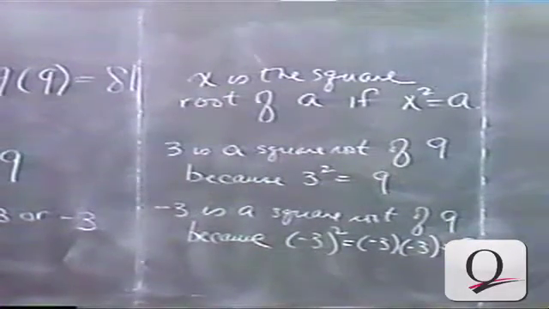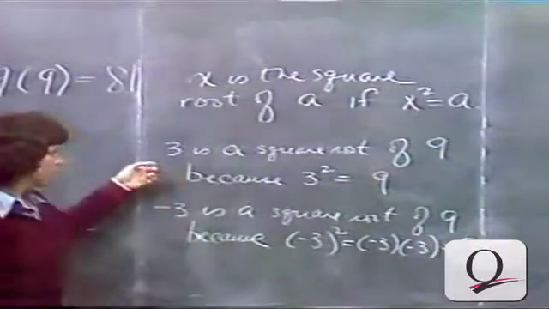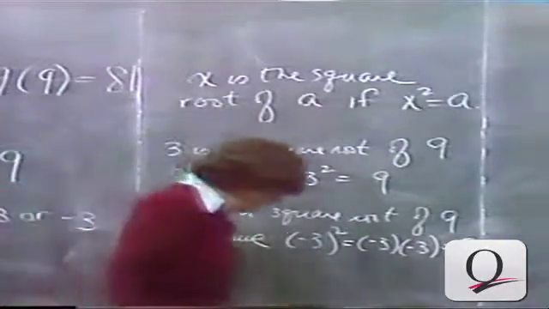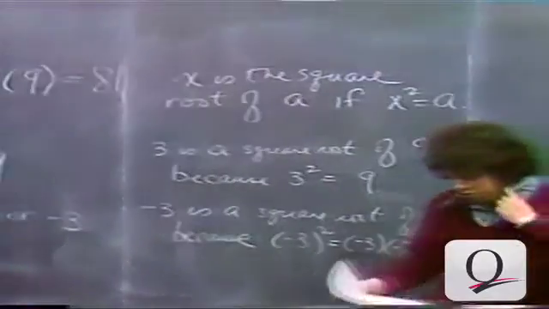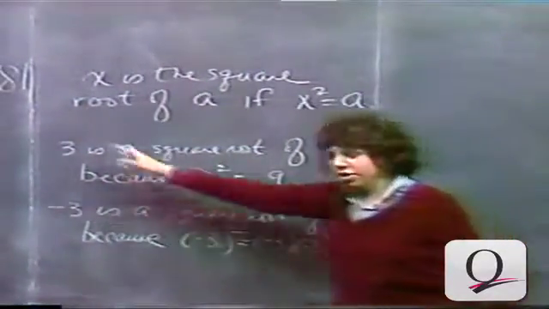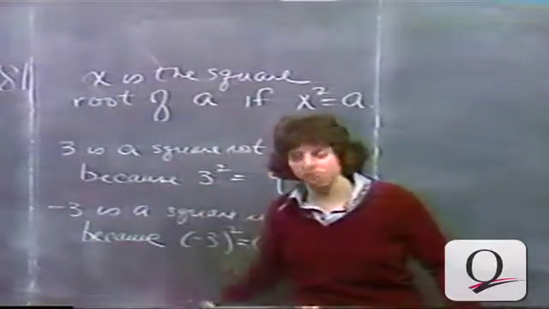So the number 9 has two square roots, positive 3 and negative 3. All positive numbers will have two square roots. And the square roots will be negatives of each other. They'll be opposites. They'll sum to 0.